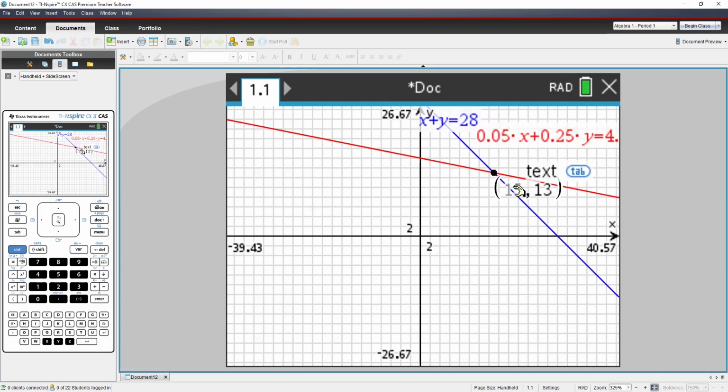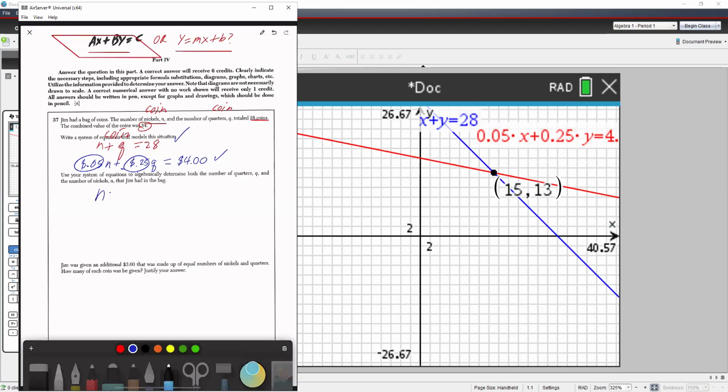So that tells me that we have 15. So I'm going to write this. We have 15 nickels and we have 13 quarters. And if you do that math, that should total the $4. Let's do that. 13 times 25. So 12 times, if I had 12 quarters, that would be $3. So this is going to be $3.25. 15 times 5 cents is going to be 75. So if you add those two together, it absolutely is $4. That's how I'm checking it.